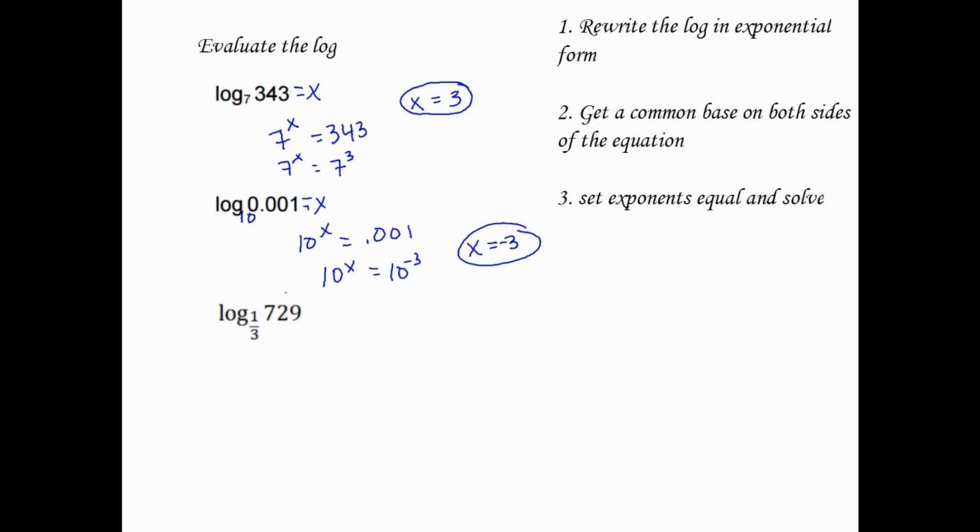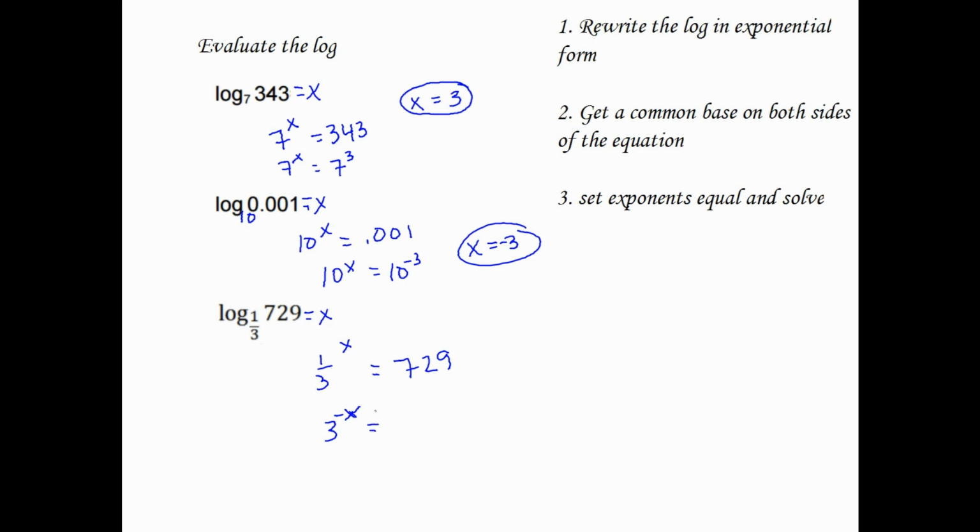Our next one here, we have log base 1/3 of 729 equals x. So we want to solve for x. So we're going to say (1/3) to the x equals 729. I don't want to mess with the 1/3, so I'm going to switch this over and I'm going to have 3 to the negative x.